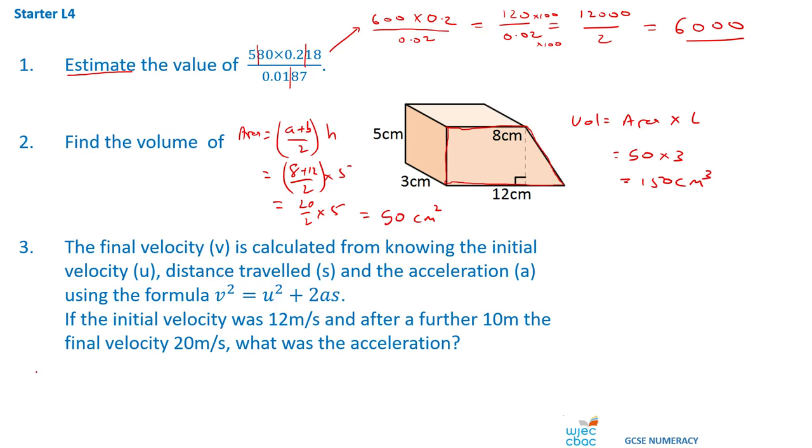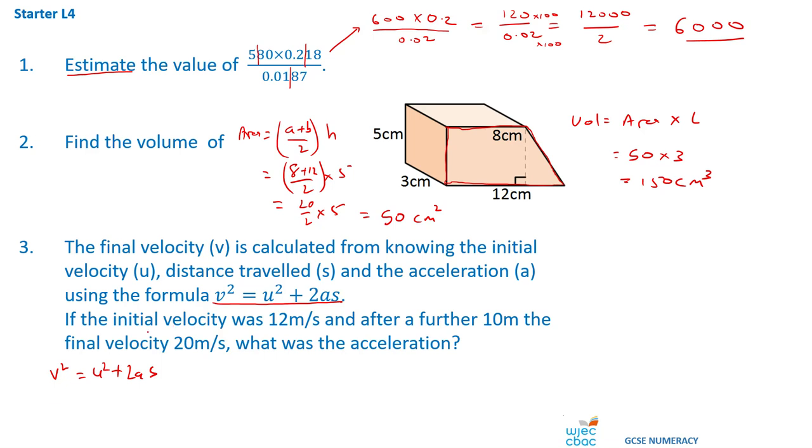To find this question, I'm given a formula, v squared equals u squared plus 2as. This is used for final, initial and distances when you do mechanics or physics. You do mechanics at A level or physics. I think you've probably done this in physics now.